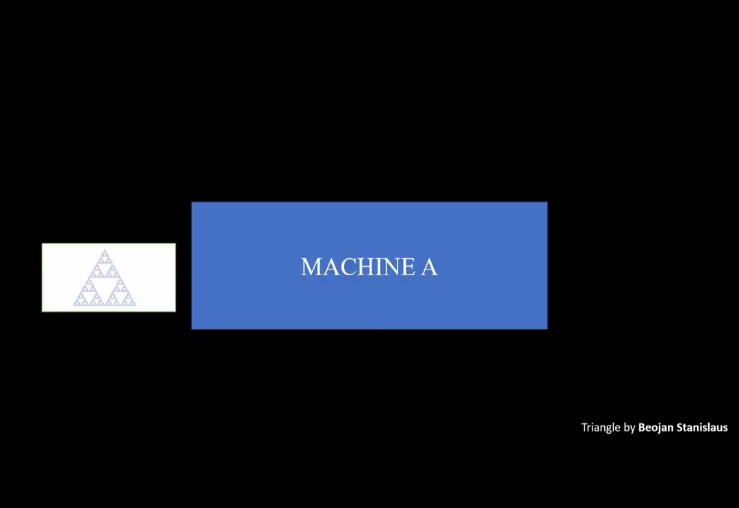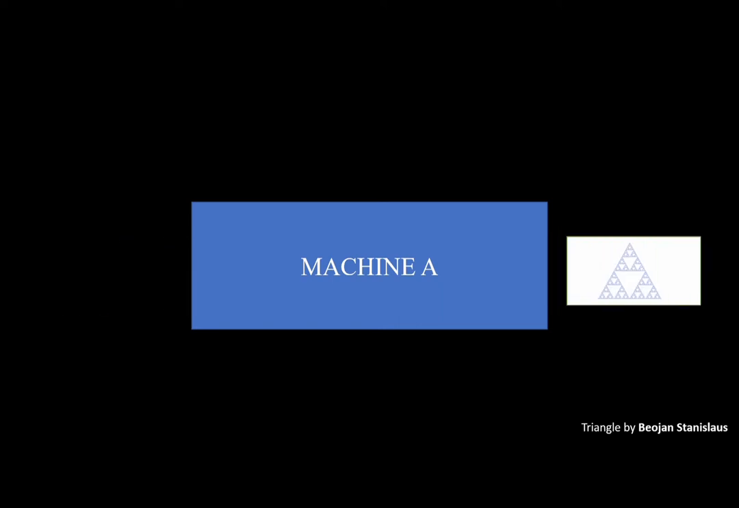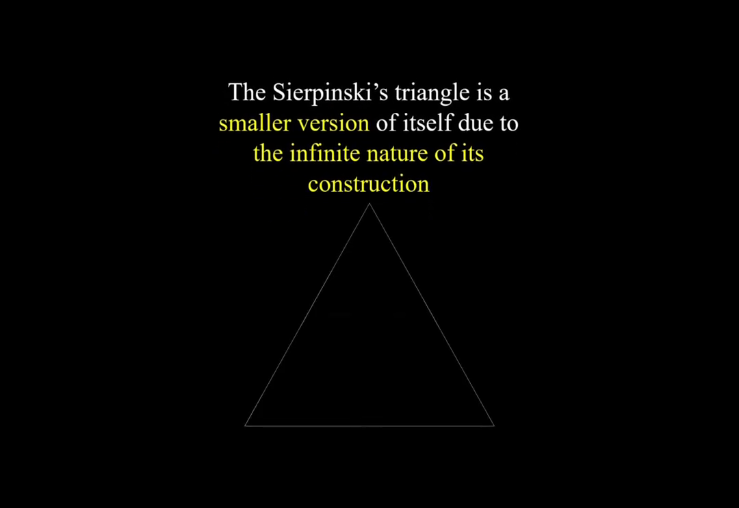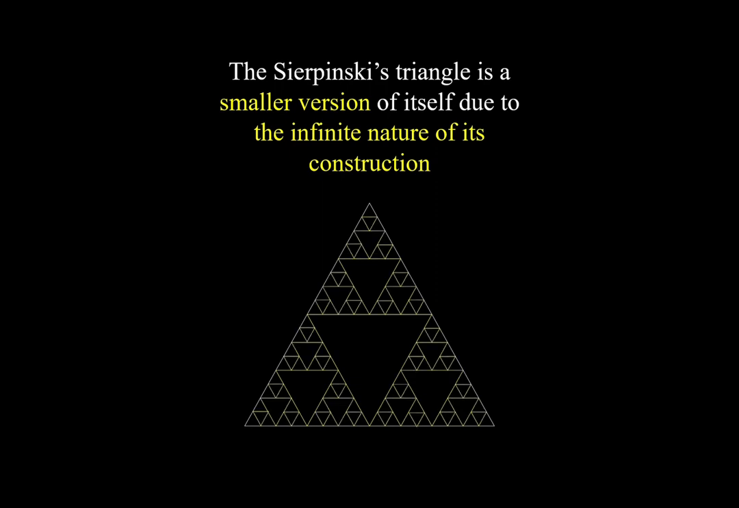One important thing to know about this machine is that when we put Sierpinski's triangle into the input, the triangle itself will appear on the other side. This is because, well, the triangle is in fact a smaller version of itself due to the infinite nature of its construction. Which brings me to my next point.